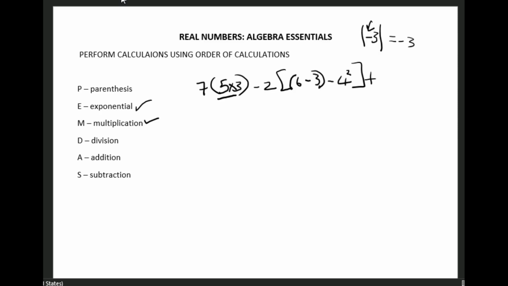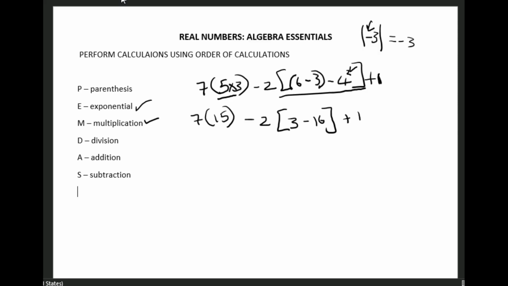First, we'll begin with the brackets. Anything that is presenting a parenthesis. So 5 times 3 is 15. Minus 2. 6 minus 3 is 3. And then exponential follows. 4 squared is 16. Oh, sorry. I should have put a 1 here. That's plus 1.